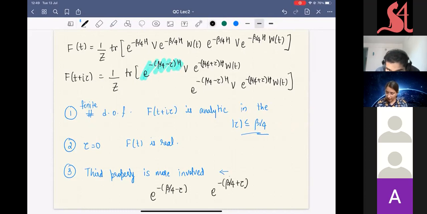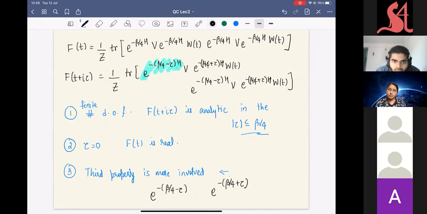For time, it decays for times between minus beta by 4 and plus beta by 4. And perhaps because of the weird ordering, you can't ever have OP singularities appearing. Because like VW, it can't ever be VVW. The two V's cannot come close to each other. Is that the assumption? Probably the ordering is fixed.